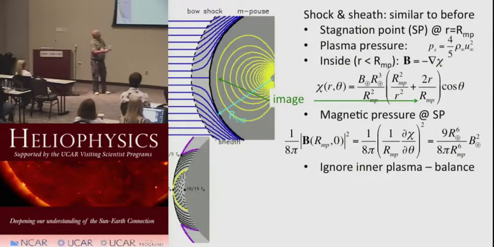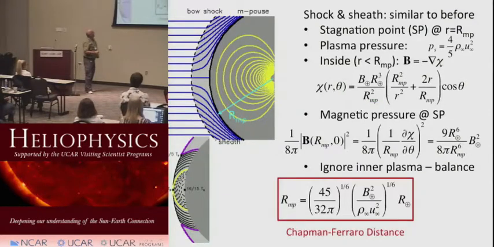No surprise, I get something that goes as the Earth's radius to the 6th power over the magnetopause radius to the 6th power in the denominator, right? So I take the gradient, I get 1 over r cubed, and I square them, and I get 1 over r to the 6th. So far, so good. This is the magnetic pressure just inside here.